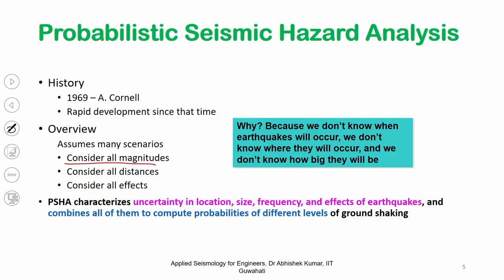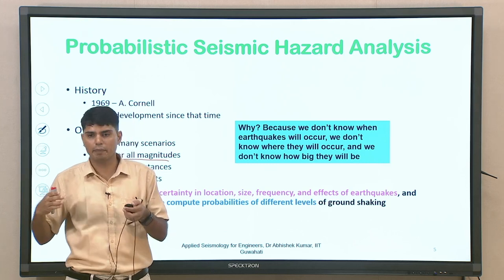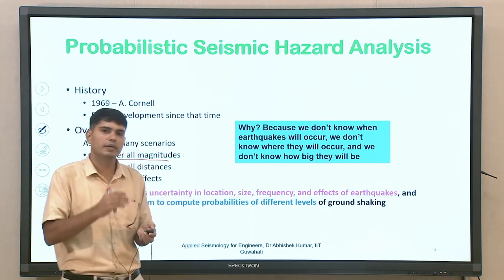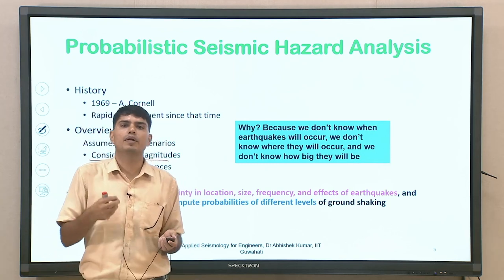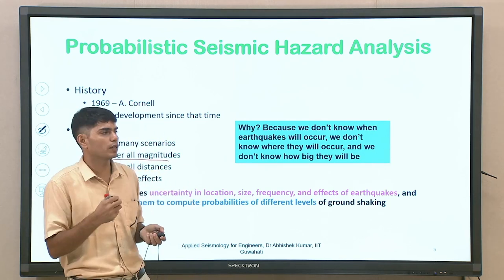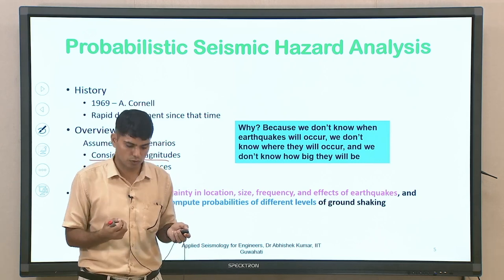So, if the fault has produced magnitude 4, generally magnitude 4 and above are considered, because magnitudes lesser than 4 will not have significant effect on your infrastructure as far as hazard analysis is concerned. So, what will we take? We will take all the magnitudes, from magnitude 4 to whatever the maximum potential earthquake capable of happening on a particular source, and try finding out the frequency of different magnitude earthquakes occurring at your seismic source.